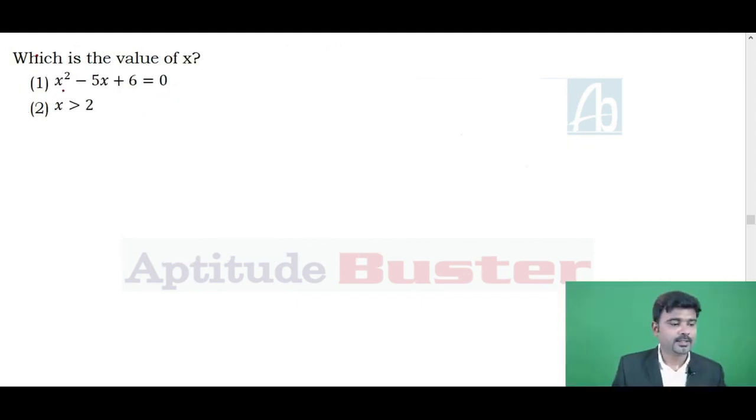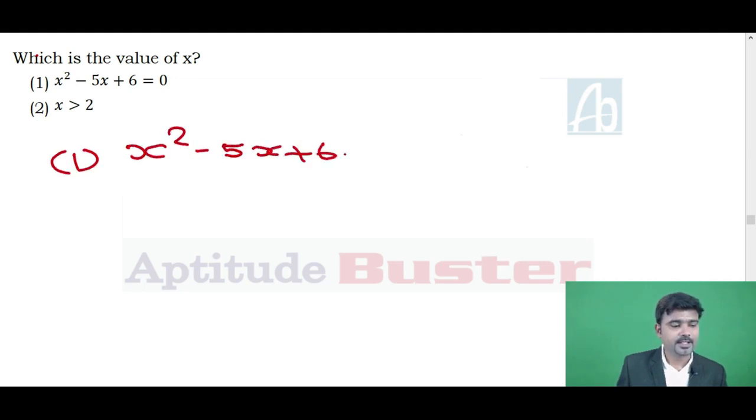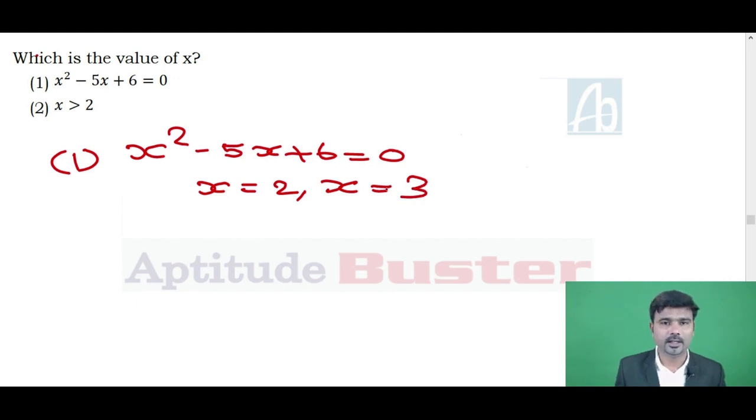What's the value of x? First statement, x squared minus 5x plus 6 equal to 0. Second statement, x is greater than 2. First statement, x squared minus 5x plus 6 equal to 0, means we get two values, x equal to 2 and x equal to 3. Two values we get, right, after factorizing this.